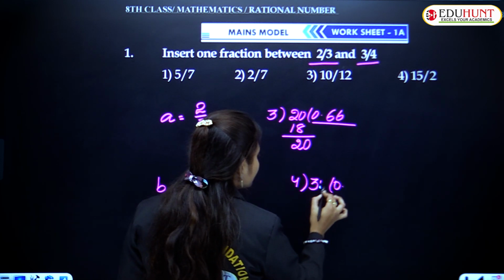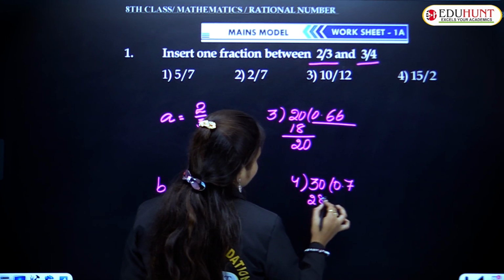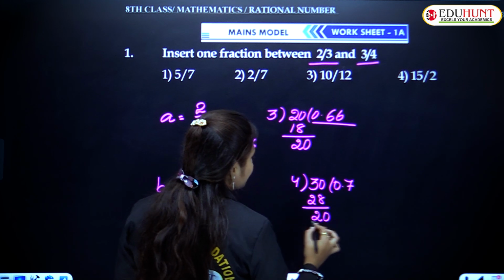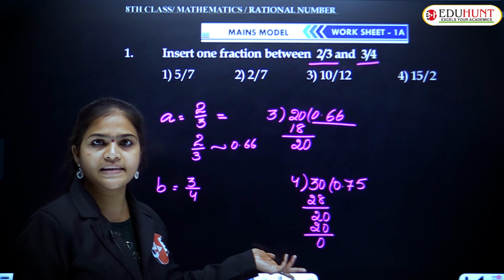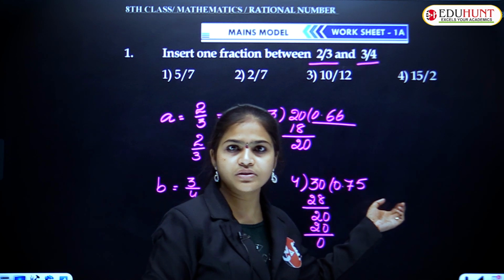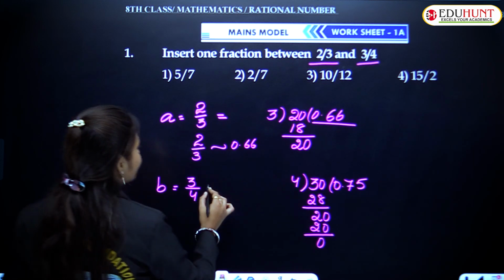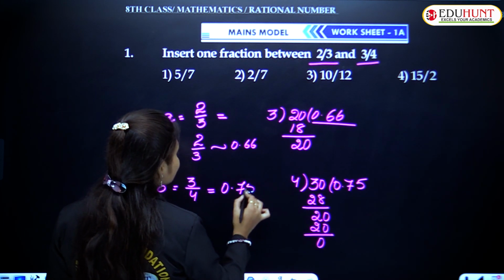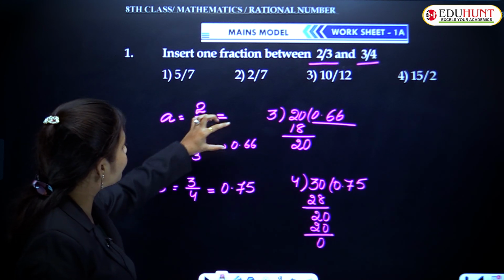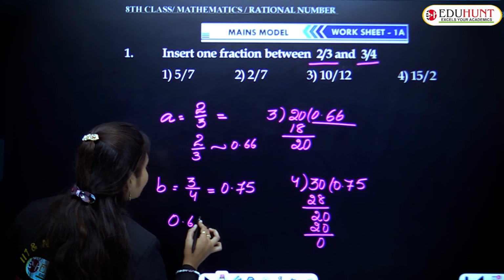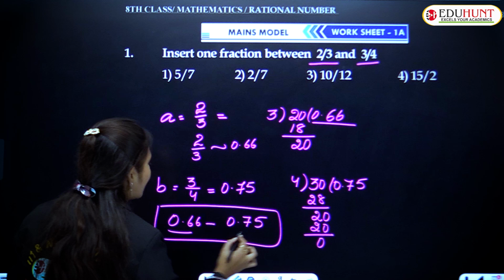So 0 point. 4 7s are 28, so the leftover is 2. Keep 0 here, and 4 5s are 20. 20 minus 20 is 0. So is this a terminating decimal or not? Yes, it is a terminating decimal. So the value is exactly 0.75. Now we can easily identify that the rational number lies between 0.66 and 0.75.